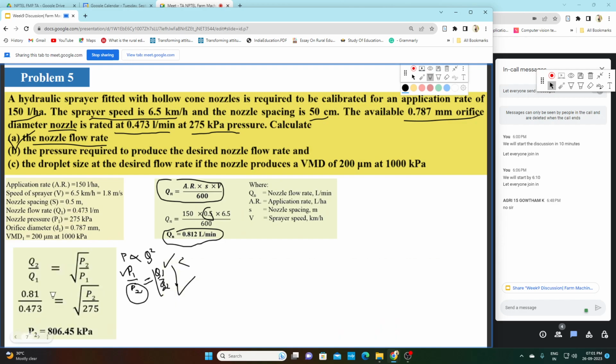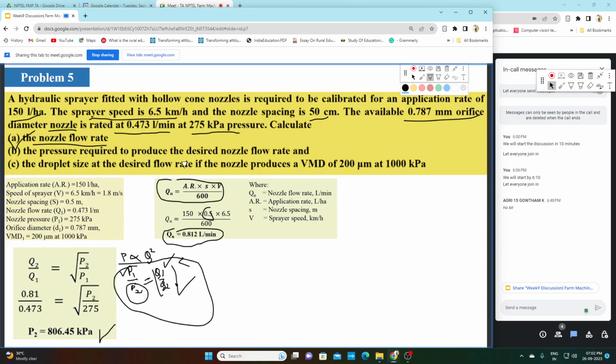The same thing they have used: they have made Q directly proportional to root P. Same thing, because if you take the square root on both sides, root P will be proportional to Q. So that formula they have applied. If you apply this formula also, you will get the same answer. So P2 will come to 806.45 kilopascal. So this is also clear.